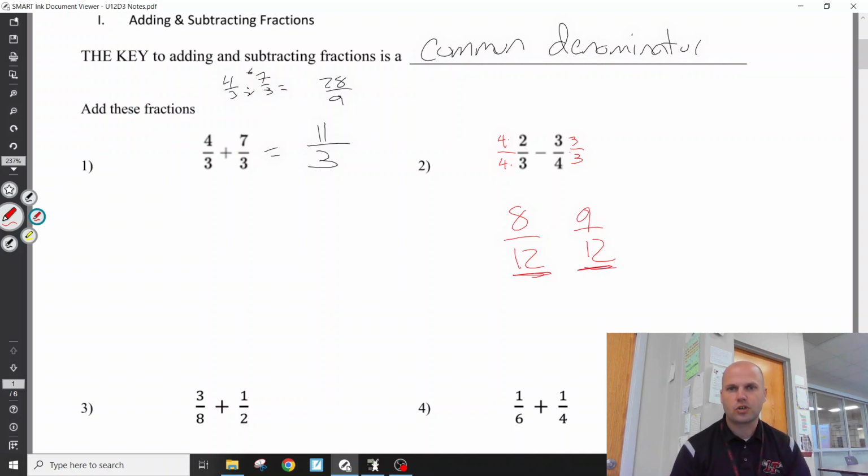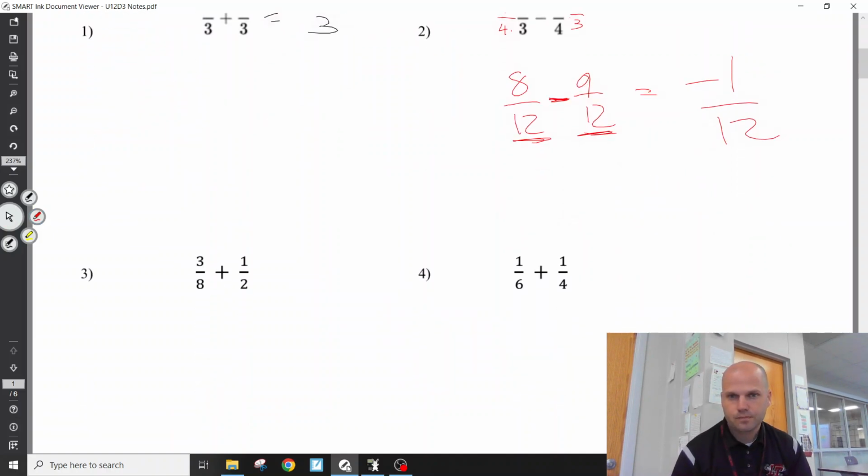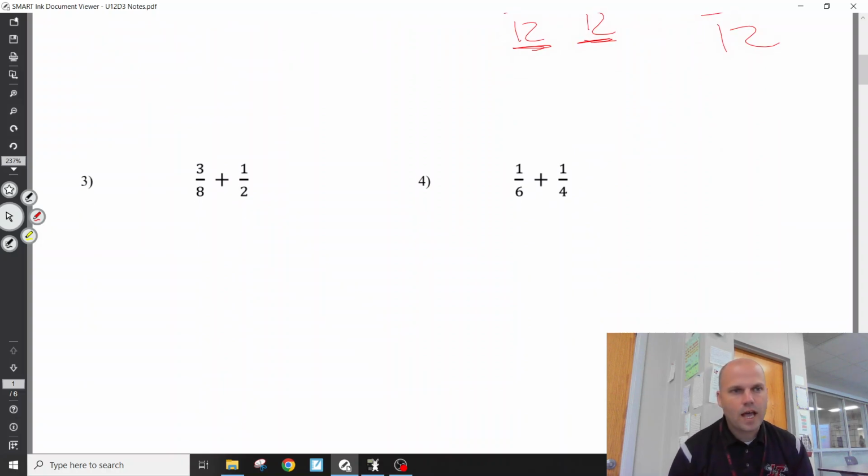So 2/3 turns into 8/12, 3/4 turns into 9/12. If I subtract 9/12 from 8/12, I owe 1/12. Okay? Finding a common denominator by multiplying by the other's denominator. You don't always have to do that.